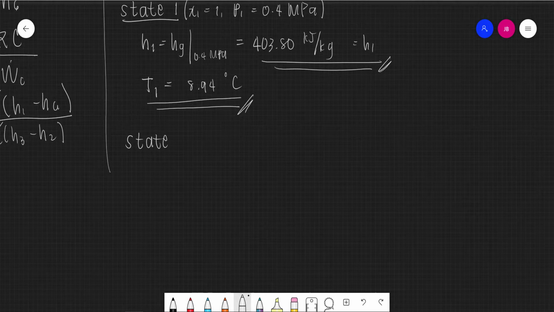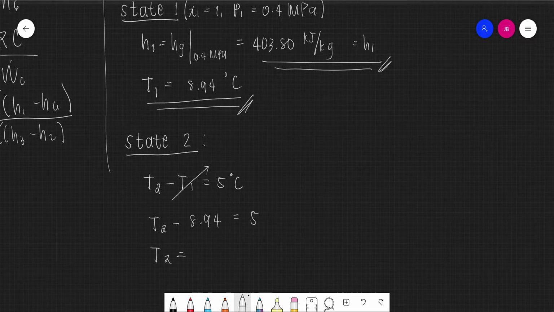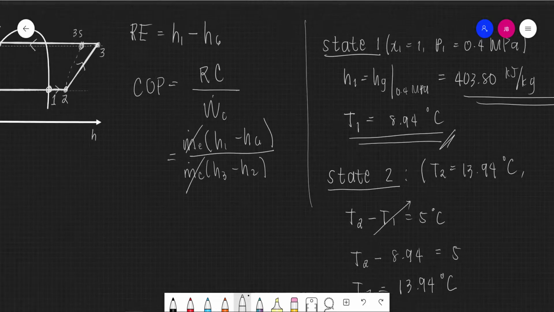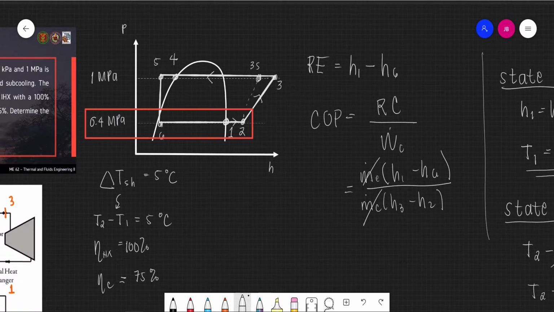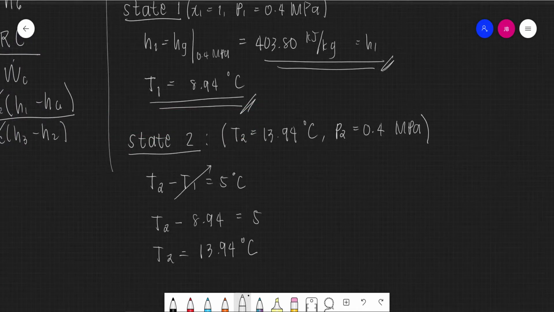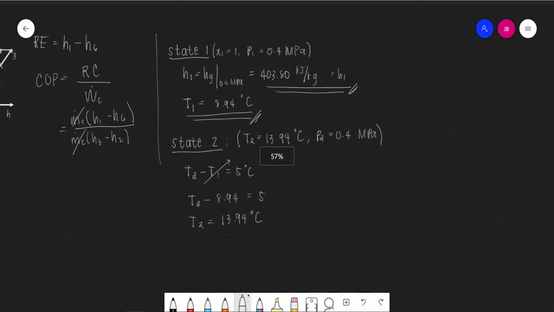So, ang alam natin sa state 2, based on our equation a while ago, T2 minus T1 is equal to 5 degrees Celsius. We know that this is 8.94. So, T2 minus 8.94 is equal to 5. Therefore, T2 is equal to 13.94 degrees Celsius. Also, the pressure at state 2, if we are going to inspect our pH diagram, is still going to be 0.4 megapascals.